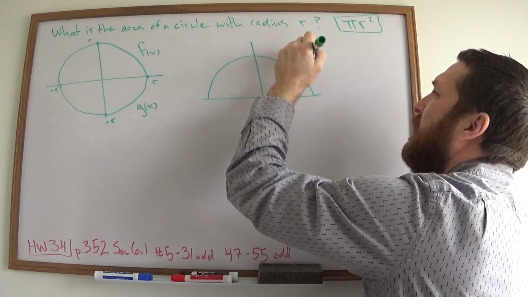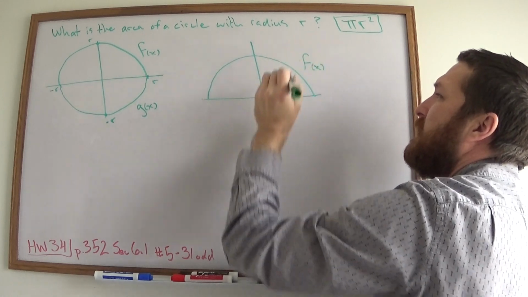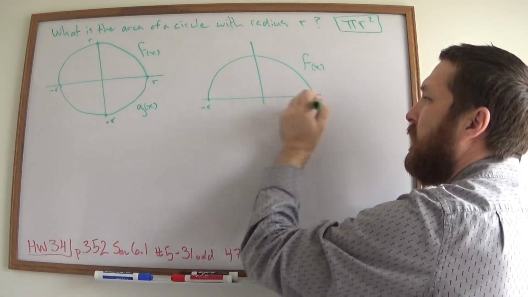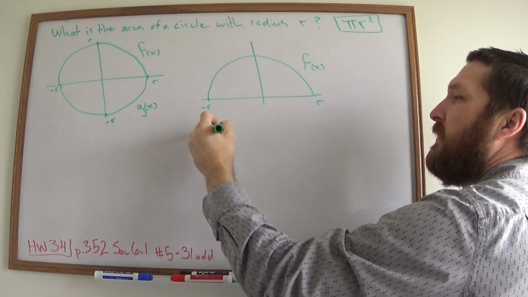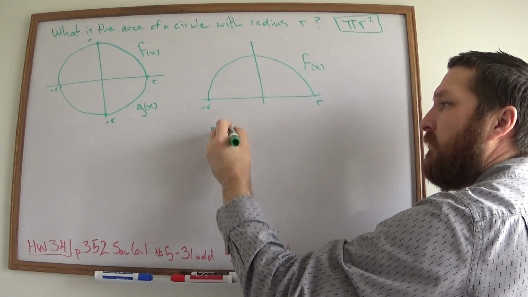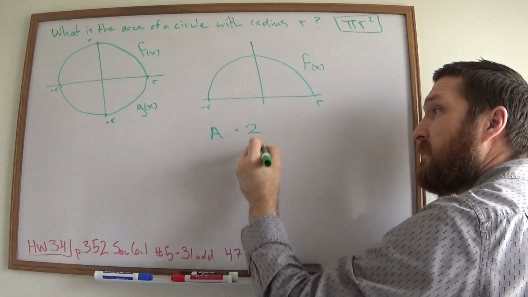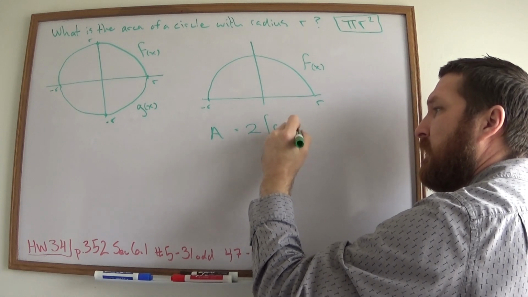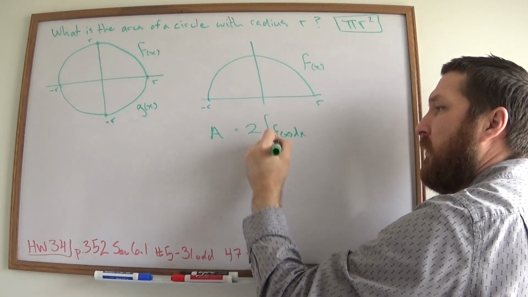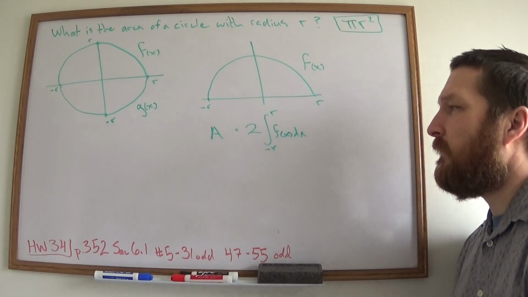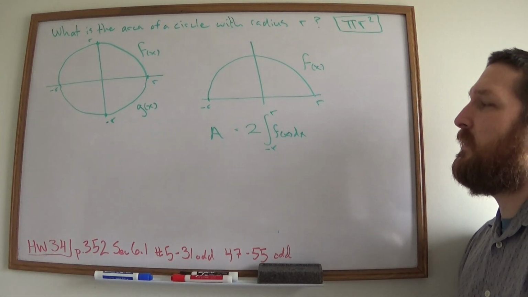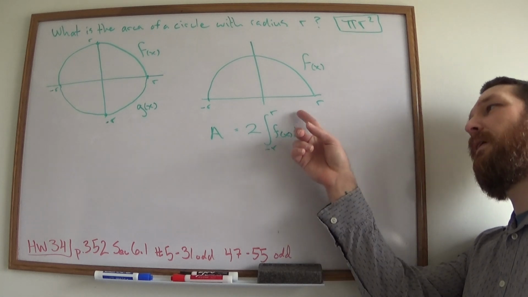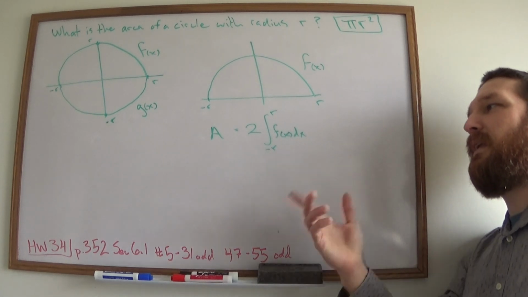And that is probably what I would do. I would say, well, hold up, from negative r up to r. And so the area of the circle that we're looking for would be 2 times the integral of this function from negative r up to r. And even then, I would say, I'm going to take some antiderivative, then I'm going to have to plug in r, subtract off plugging in a negative r.